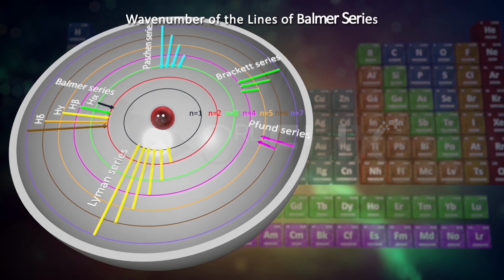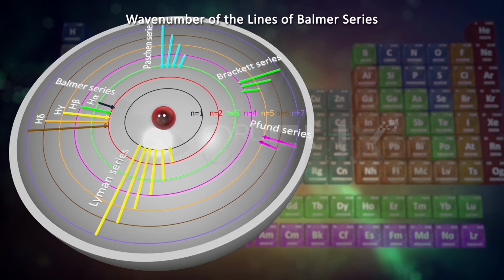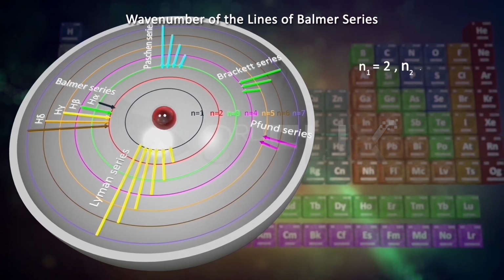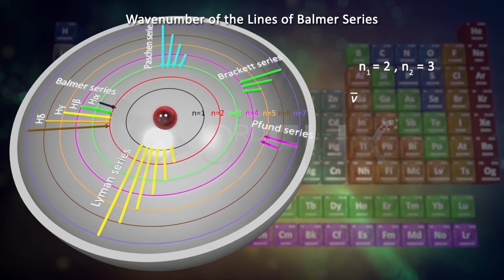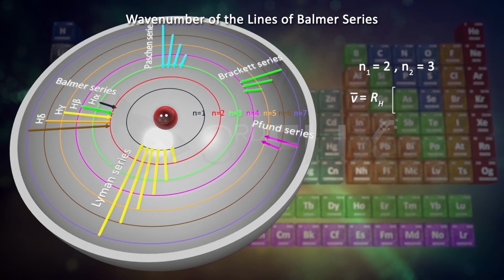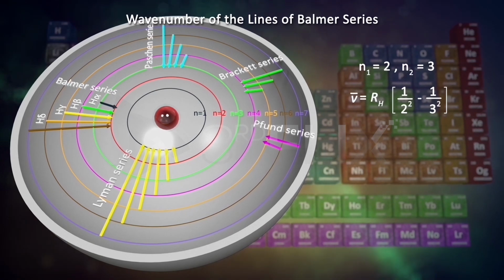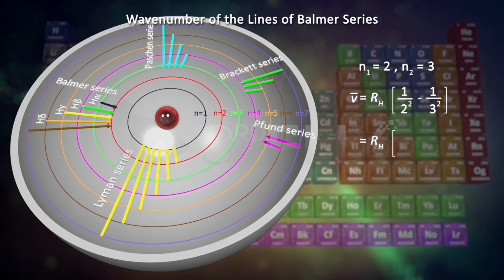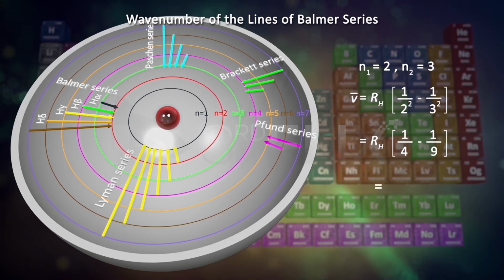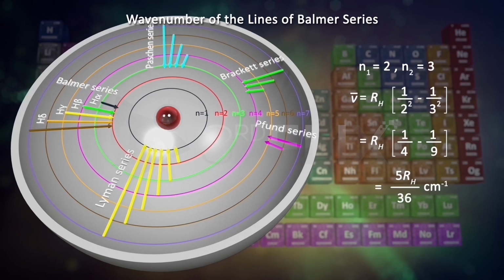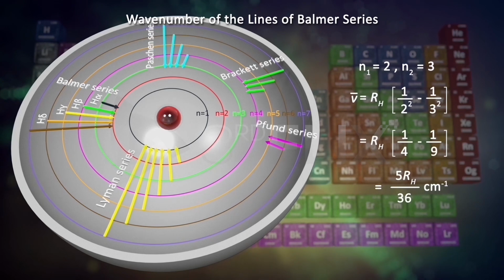Let's apply the formula to check the wave number of the lines of the Balmer series. For this series, n1 equals 2, n2 equals 3. Therefore, ν̄ is equal to R_H × (1/2² − 1/3²), that is equal to R_H × (1/4 − 1/9), which is equal to 5R_H/36 per centimeter. Likewise, we can obtain the wave number of any line using this formula.